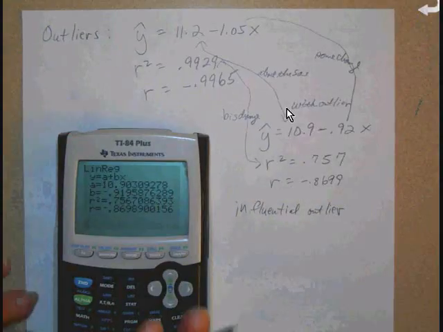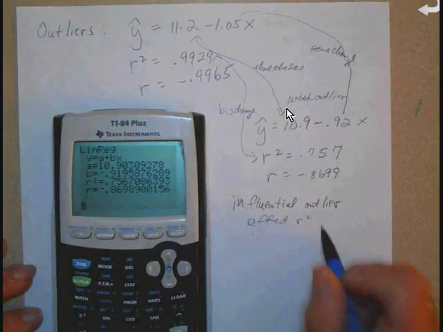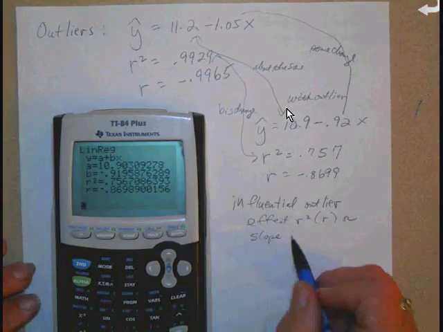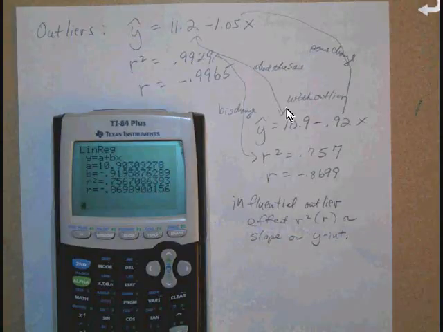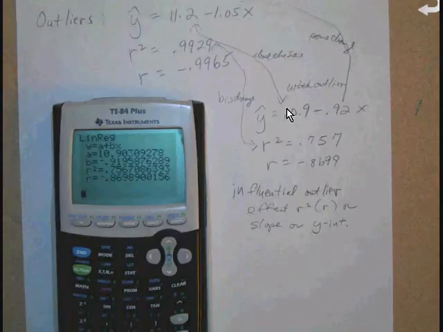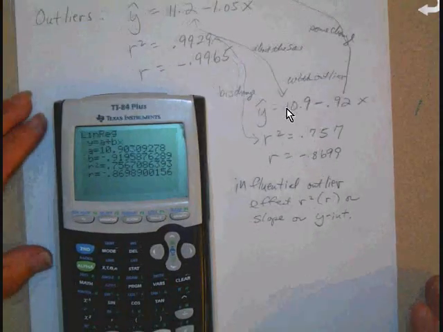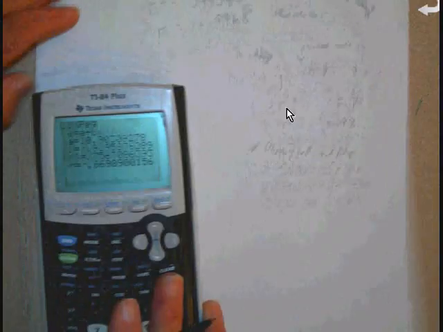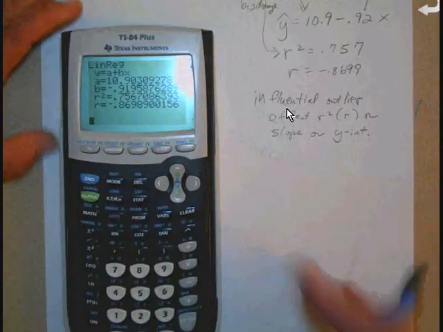Okay. It affects r squared or r, or the slope, or the y-intercept. So we can look at all of those and decide if we have some influence. All right. There's such things as outliers that don't really change things too much. And so I want to try to look at an outlier that's not going to be influential. I'm going to show you how much influence you can make with different points.